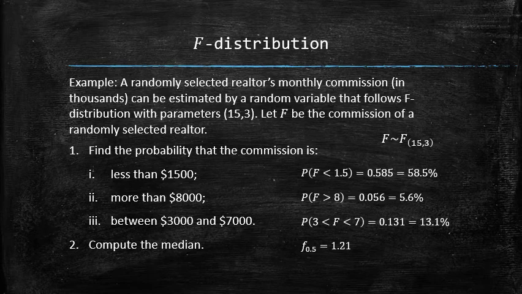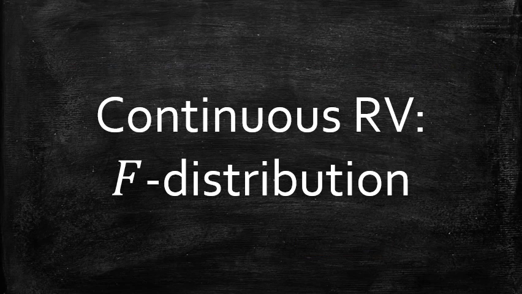Let's interpret the results. There is a 58.5% chance that a randomly selected realtor's commission is less than $1,500 per month. There is a 5.6% chance that a randomly selected realtor's commission is more than $8,000 per month. There is a 13.1% chance that a randomly selected realtor's commission is between $3,000 and $7,000 per month. Finally, if your commission is $1,200 per month, you are better off than half of the realtors. Now we can claim that we know F distributions.